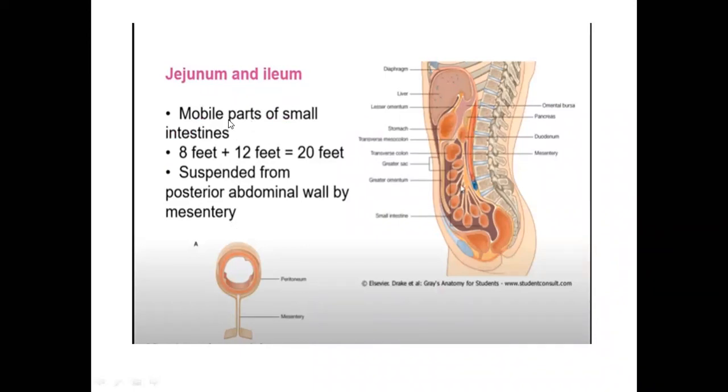Jejunum and ileum are the mobile parts of the small intestine. Together they form about 20 feet, and they are suspended from the posterior abdominal wall by the mesentery, that is the mesentery of the small intestine. This is the mesentery which is suspending the jejunum as well as the ileum.